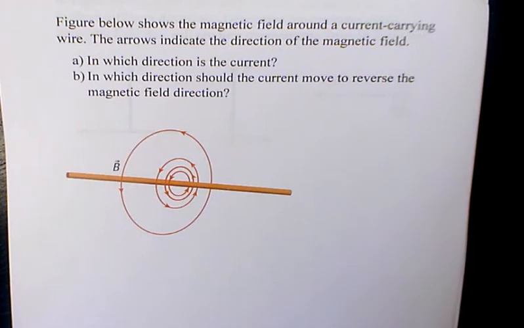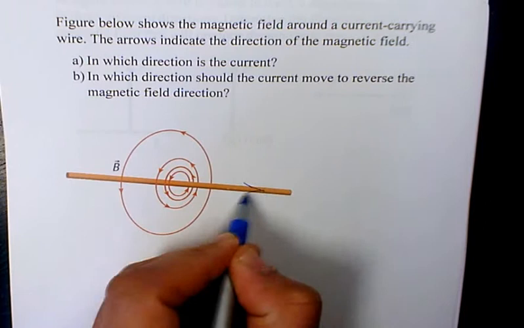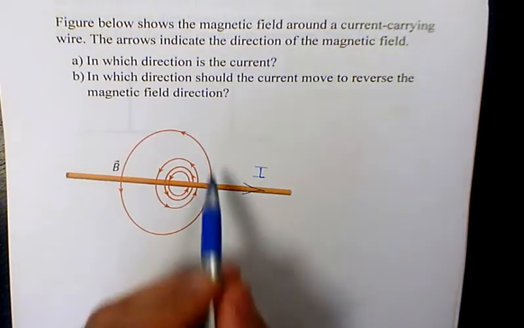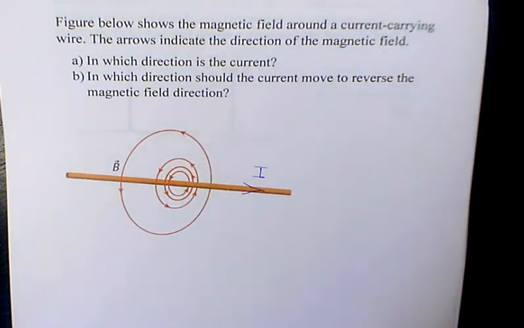Now in this example, the figure below shows the magnetic field around a current carrying wire. The arrows indicate the direction of the magnetic field. Part A, in which direction is the current? If we have the thumb on the wire and the rotation of four fingers is showing the magnetic field, then we can find out the direction of electric current. If our thumb is going towards right, then the rotation of four fingers of your right hand is going to show you the rotation of B in here.